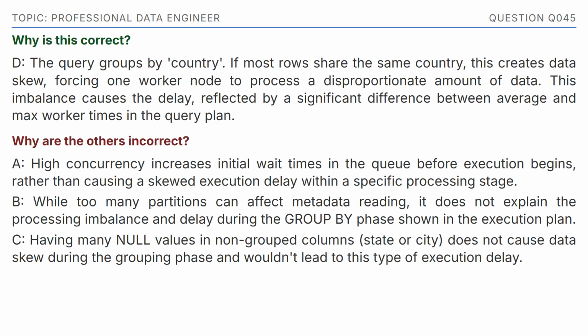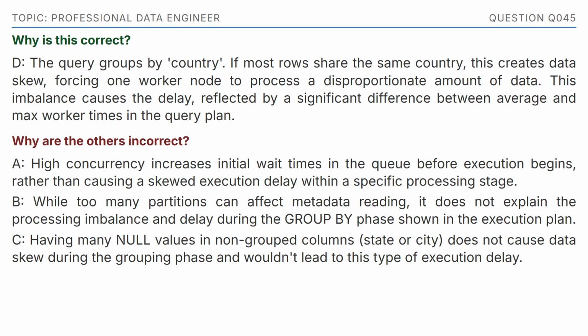D. The query groups by country. If most rows share the same country, this creates data skew, forcing one worker node to process a disproportionate amount of data. This imbalance causes the delay, reflected by a significant difference between average and max worker times in the query plan. Why are the others incorrect?